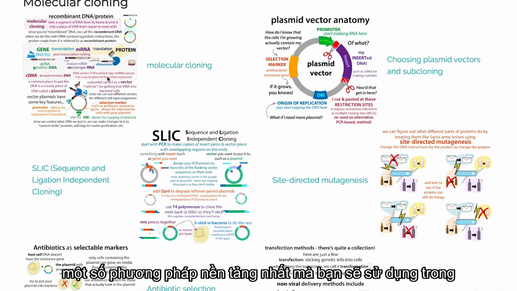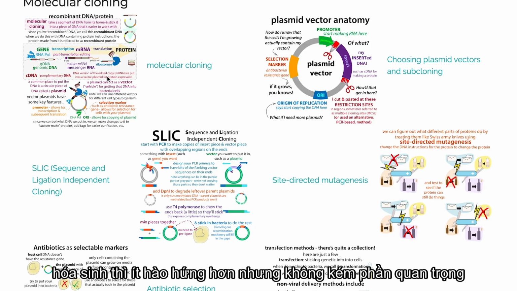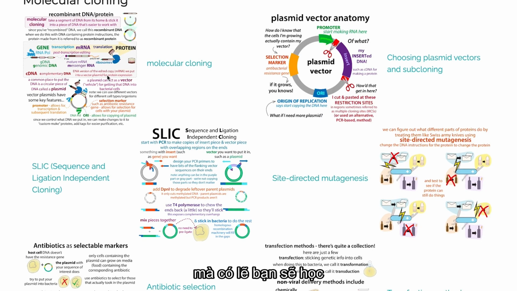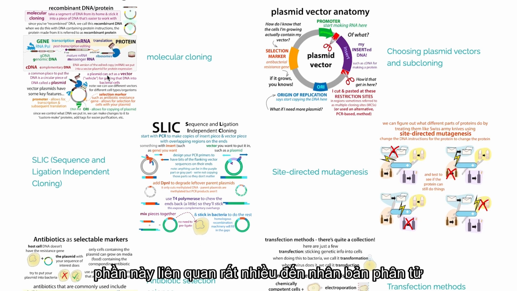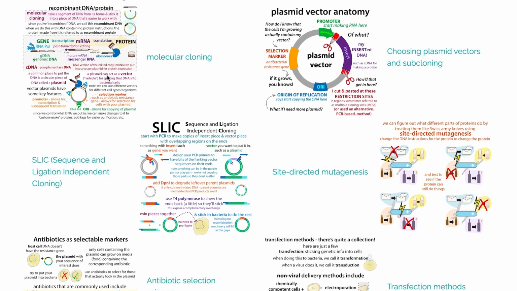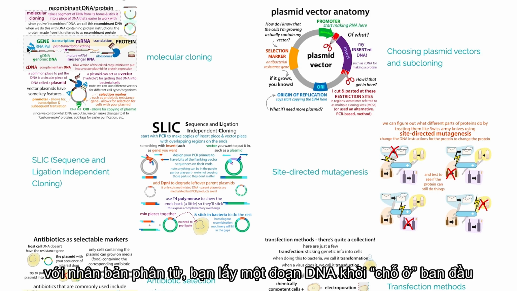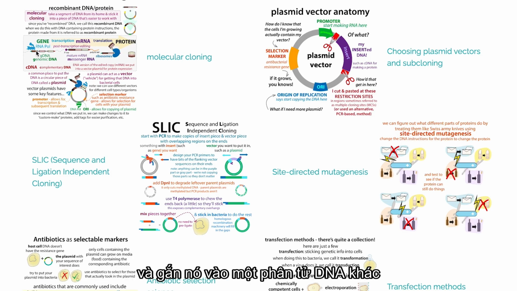Some of the most fundamental methods that you're going to be using in biochemistry are less exciting, but not less important. And these are some of the first experiments that you're probably going to be learning. This involves a lot of molecular cloning. So with molecular cloning, you're taking a segment of DNA from its home and sticking it into a piece of DNA that's easier to work with.